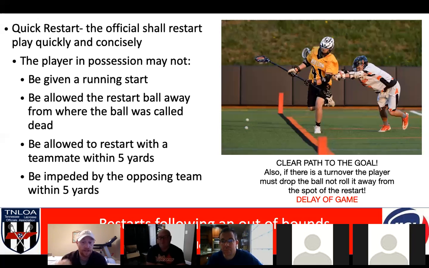Clear path to the goal is the really, really important one. The guy can be within 5 yards, a 5-yard halo around that player. That's perfectly fine. But he cannot play the offensive player until he gains a 5-yard distance. That means he has to run away from the play.